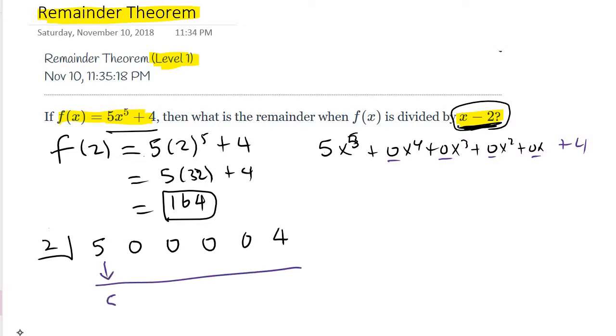So be careful with that so you don't get tricked. Now we're going to bring down the 5. 5 times 2 is 10. Add them together, that's 10. Times 2 is 20. Add them together is 20. Times 2 is 40. Add them together is 40. Times 2 is 80. Add them together is 80. Sorry, I was jumping ahead of myself. 2 times 80 is 160, and then you add them together, you get 164.